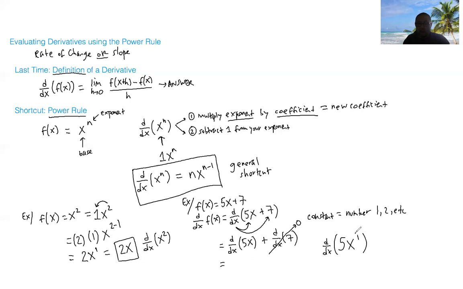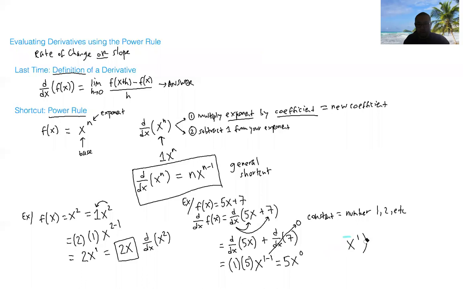Our exponent multiplied by our existing coefficient is going to give you 1 times 5, right? And we said that's going to be our new coefficient. Our base stays there, and you're going to subtract 1 from your exponent, right? That's step 2. So 1 minus 1. When you solve this out, this is going to be 5x to the 0.